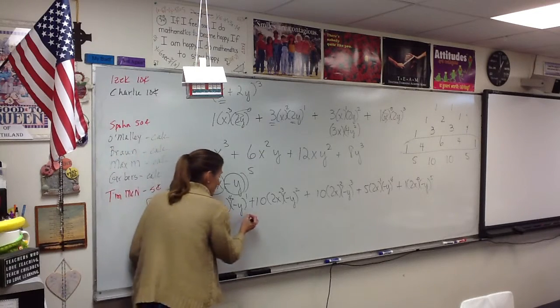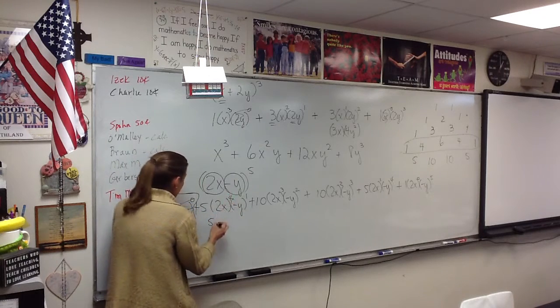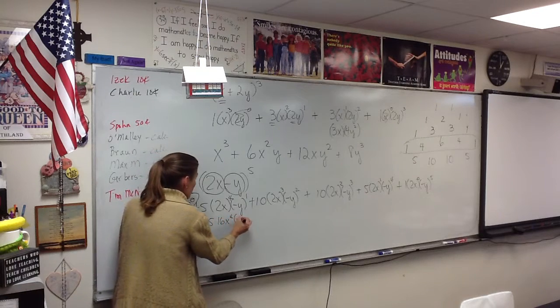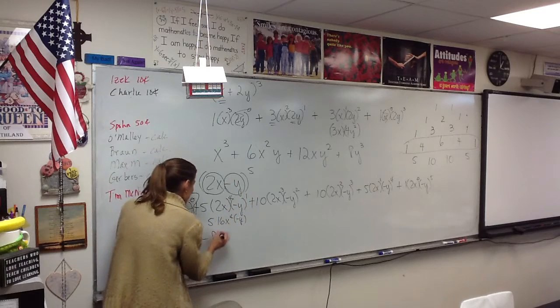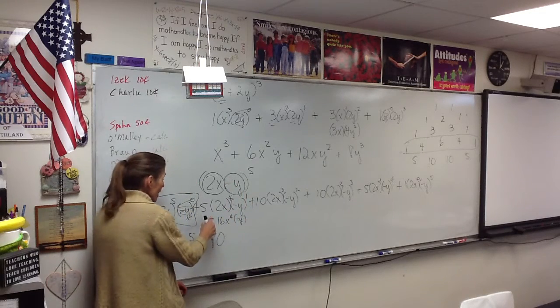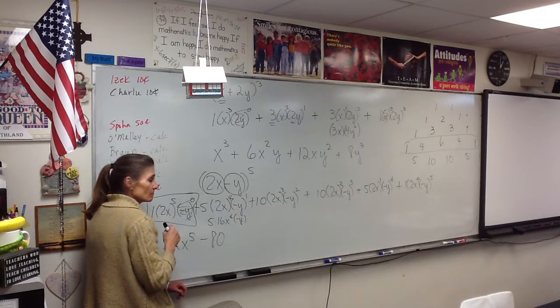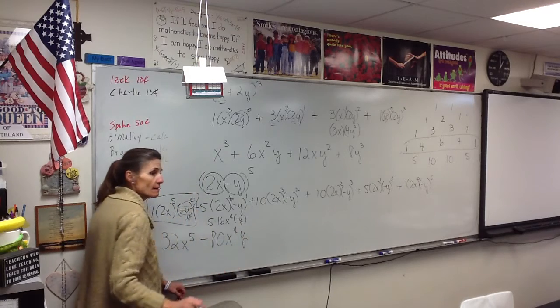Now be careful here. 80. Somebody said 80 and you're right, but you have a 5, you have a 16x to the 4th, and you have a negative y. Negative 80, very good, because you have a 5 times a 16 times a negative. So it's negative 80x to the 4th y.